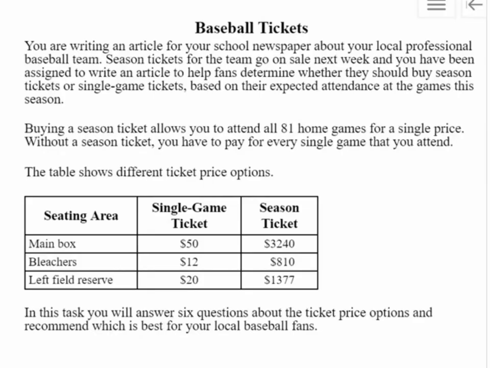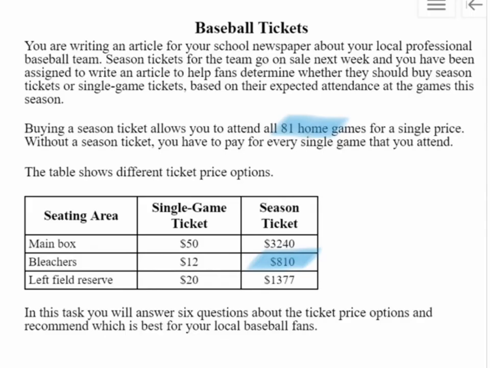The season has 81 home games. If you purchase the season ticket in the bleacher section, what is the cost per game? Okay, so in the bleacher section, so I'm going to highlight that. And it tells you how many games there are. There are 81 home games, so you're going to get 81 home games for $810.